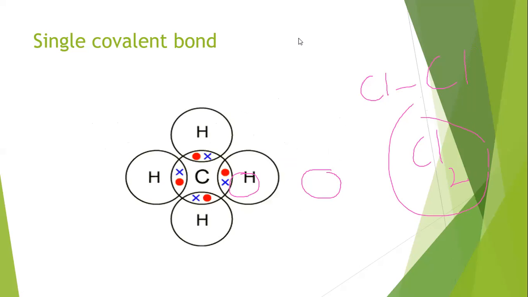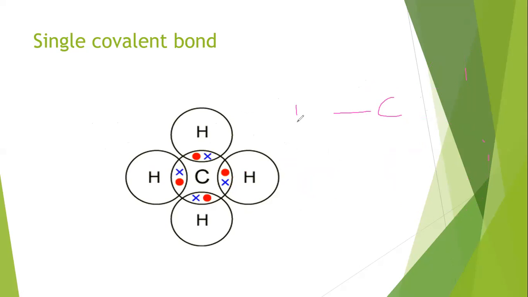Here you can see another example of single covalent bond. This single covalent bond is in the methane molecule. There are 4 single covalent bonds in the methane molecule.